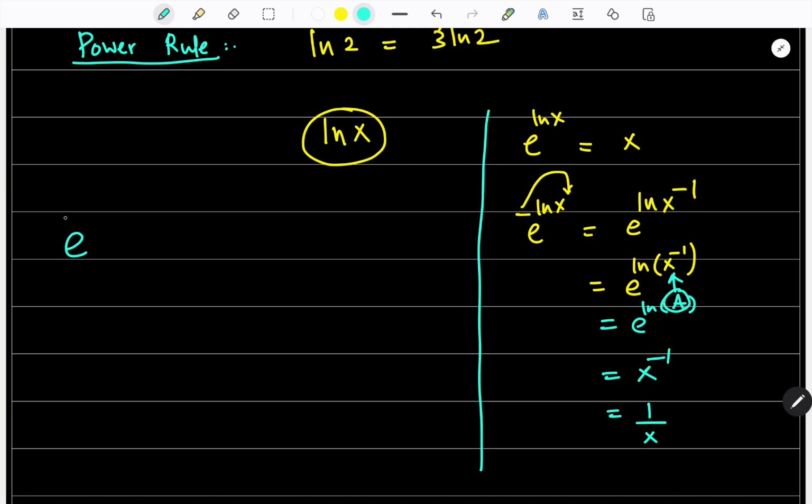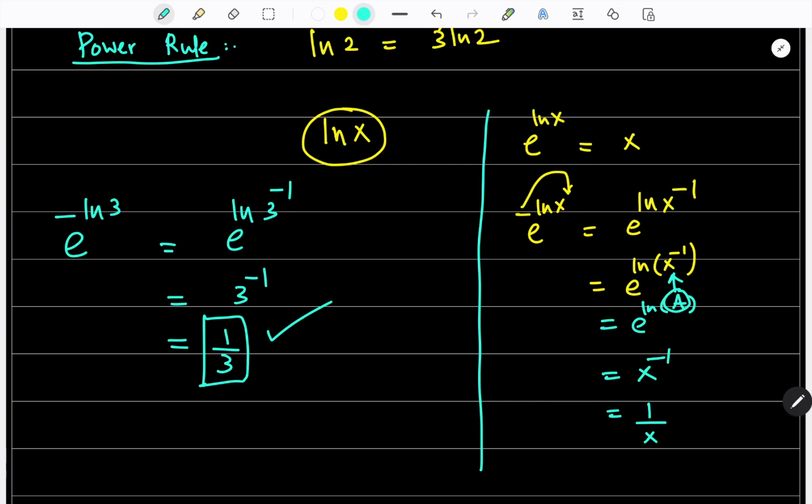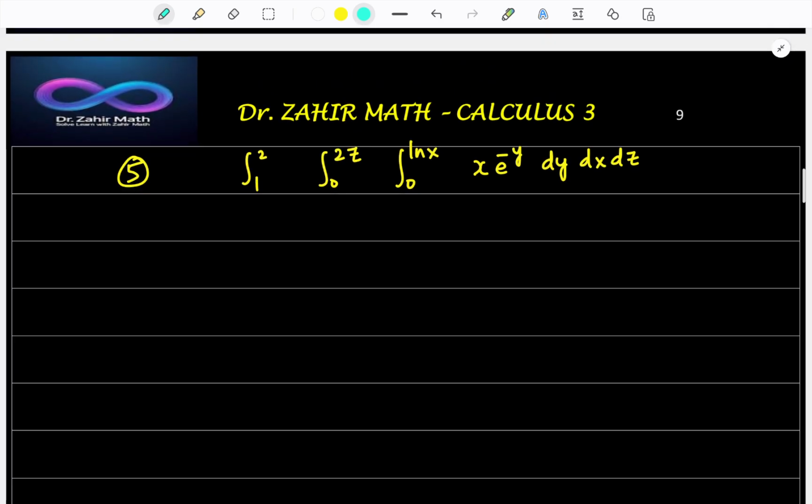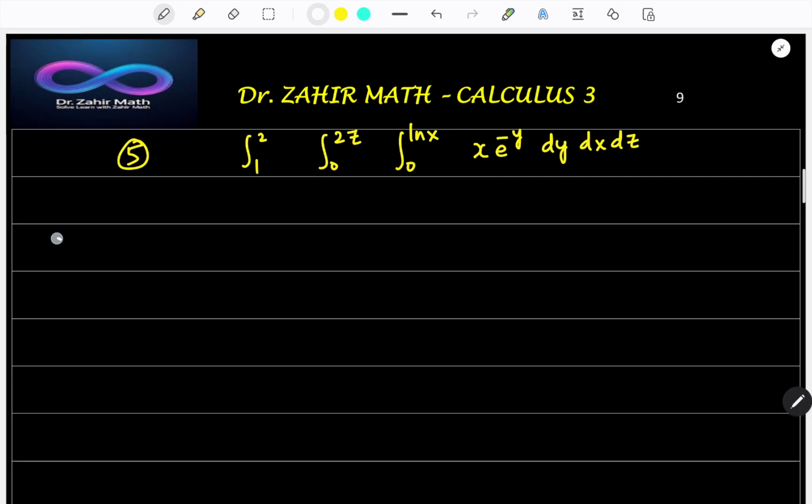Suppose I give another example. Suppose you have e power minus ln 3. So you can write it as e power ln 3 to the power minus 1. What is the answer? 3 power minus 1, which is going to become 1 by 3. Now it's more clear. When I give numbers, you'll be very clear. So this is the example, just keep it in your mind. This situation will come inside this problem. If you use this, your integration will be very simple. Otherwise, you have to use a lot of steps or you have to use the substitution method. Right. Let's start the solution.